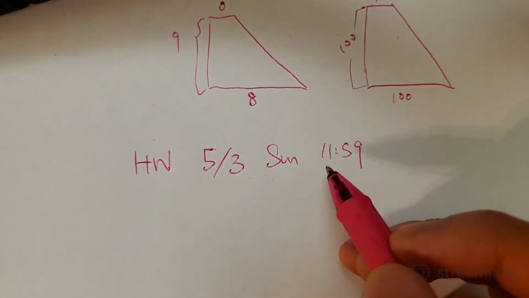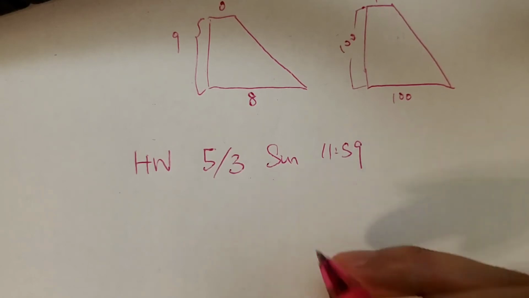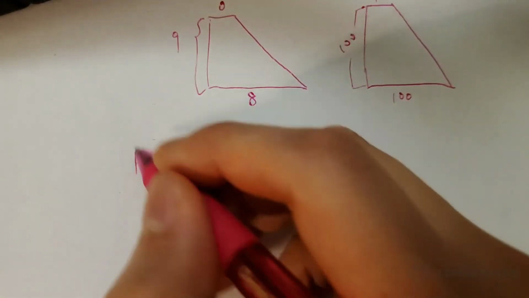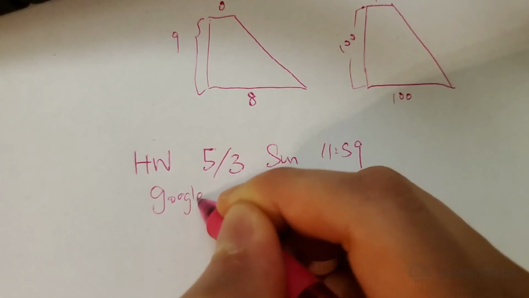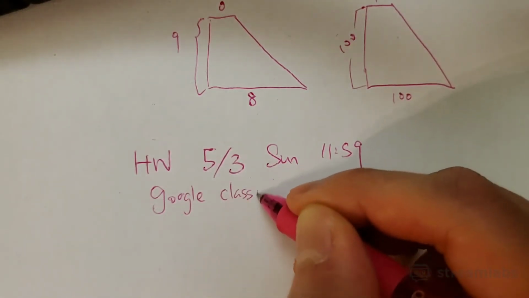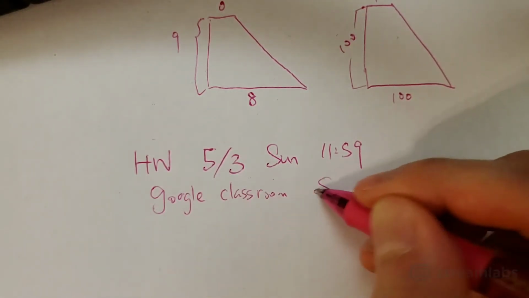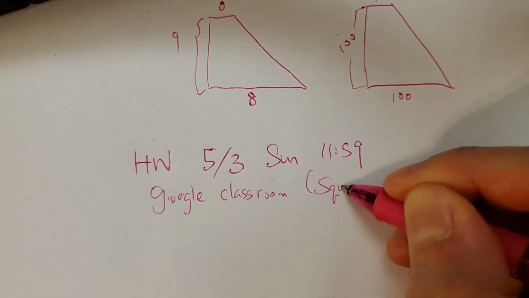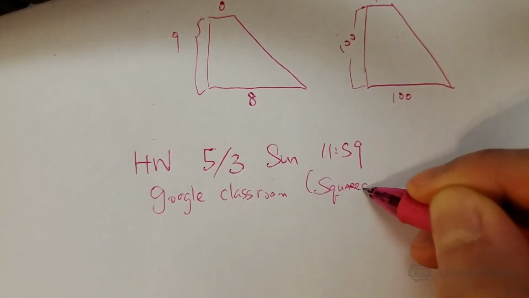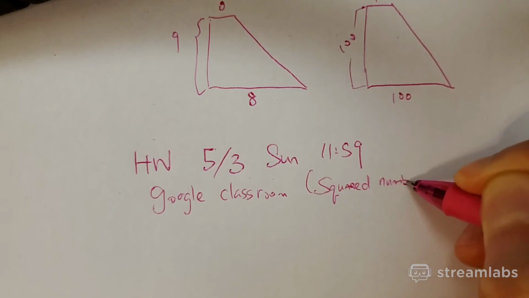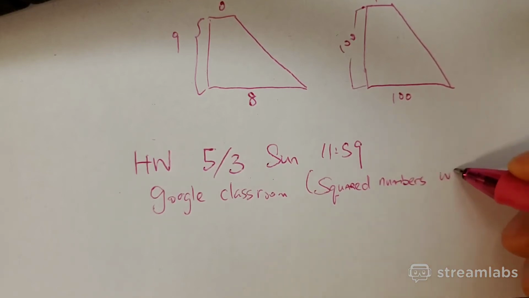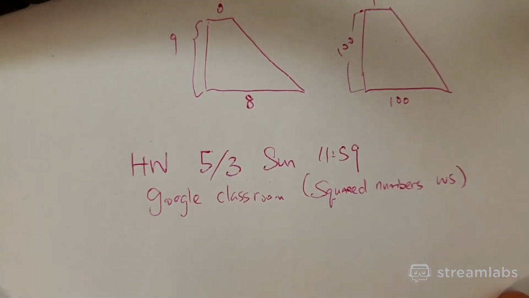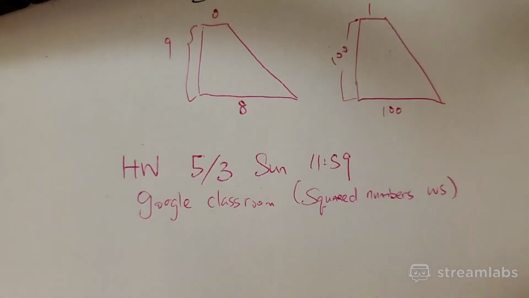But if you turn it in, then this is on Google Classroom, okay? So the assignment is called Square Numbers. And it's a worksheet, okay? It's due Sunday night. And as soon as Schooloo comes around, I will.